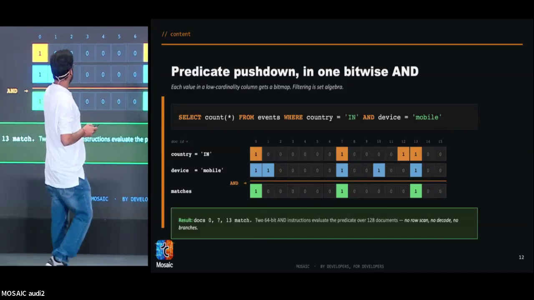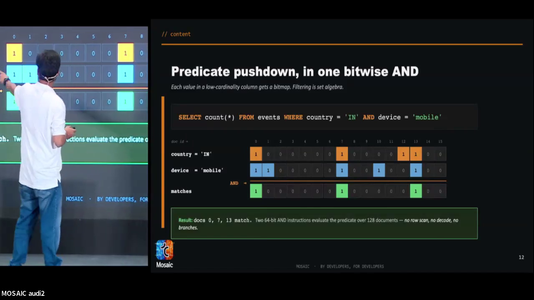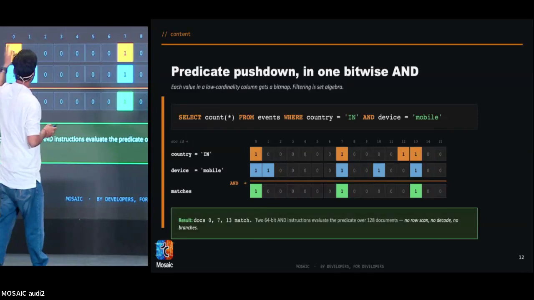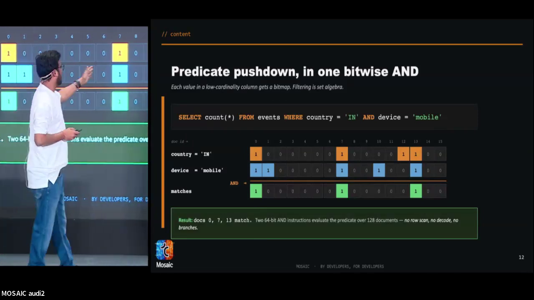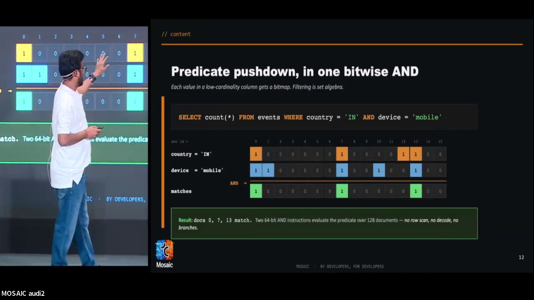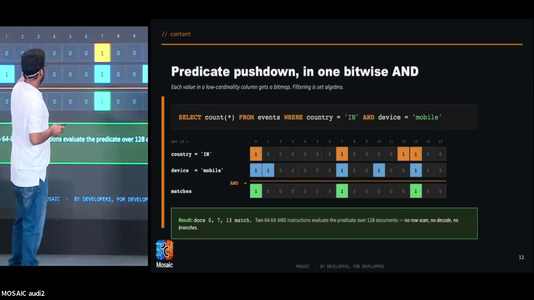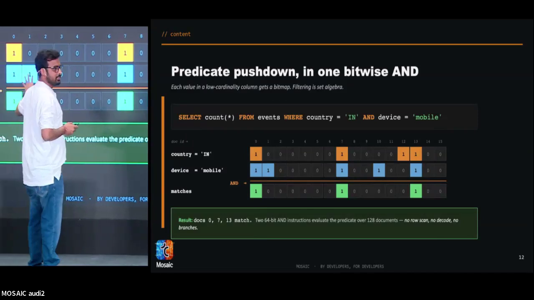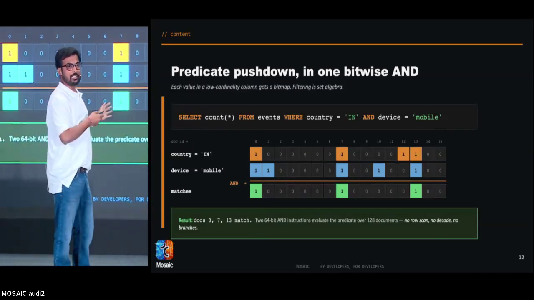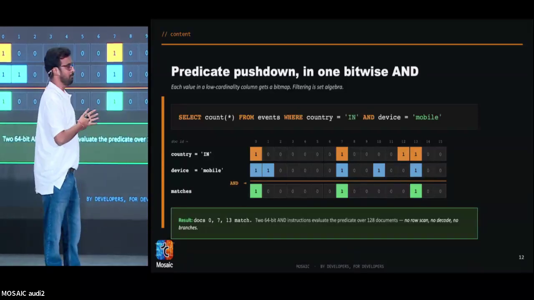If you see, like, where country is equal to IN, these are the row numbers where the data exists, device is equal to mobile, these are the row numbers where that data exists. Now if you want to run this query where country is equal to India and device is equal to mobile, all you do is an AND operation between these two indexes, and you will have the result, the count will be there. And this is how an OLAP database actually implements this thing.